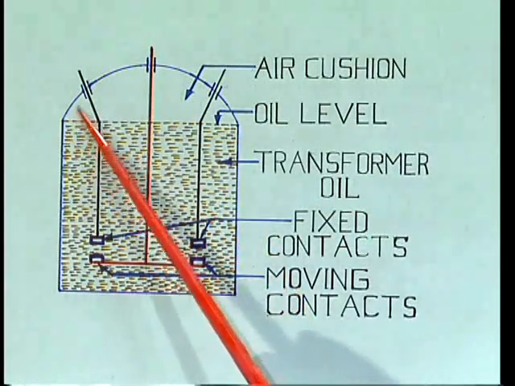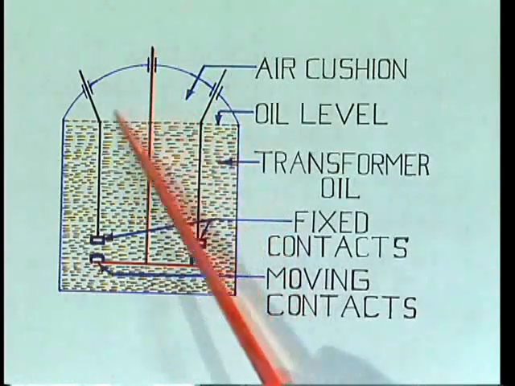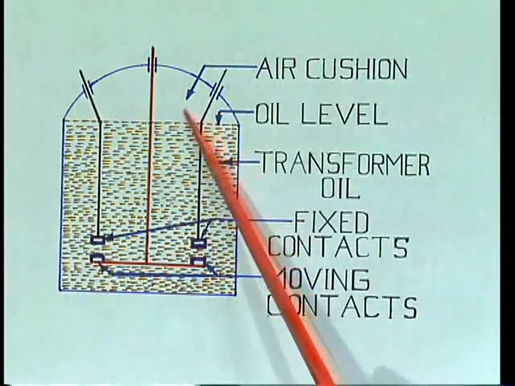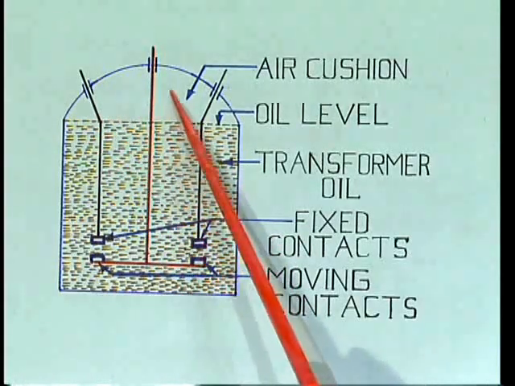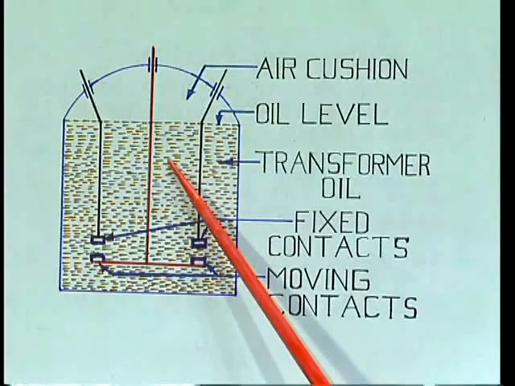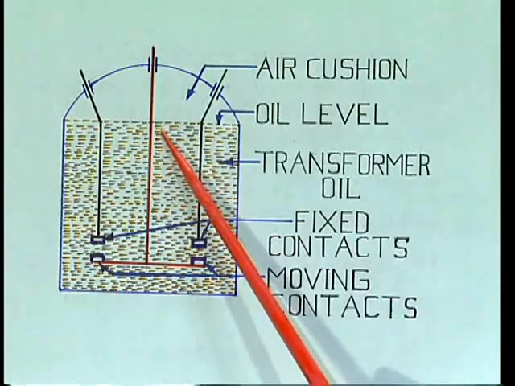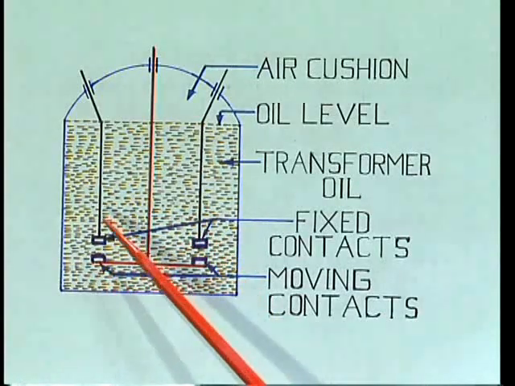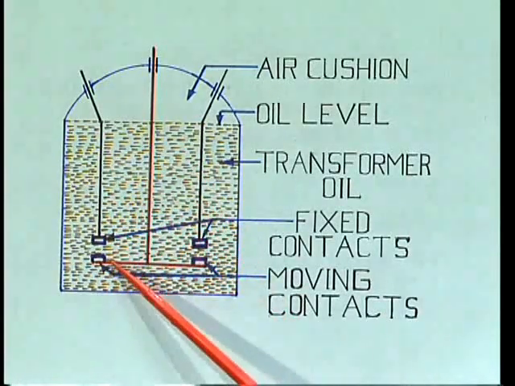Above this there is an air cushion. This air cushion provides space for the arc gases without unsafe pressure, and it also absorbs the mechanical shock of the oil's upward movement. The construction is like this, and the working of the oil circuit breaker is like this.